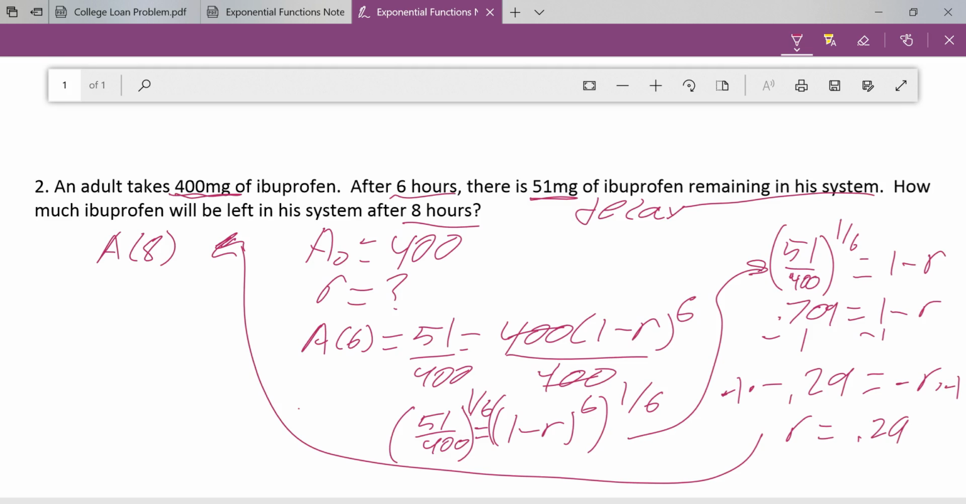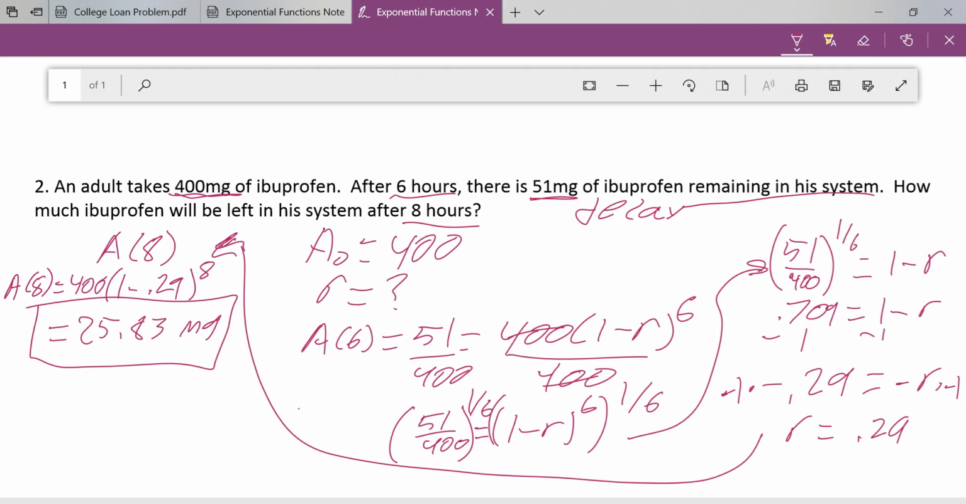So A of 8 is just equal to 400 times 1 minus 0.29, all raised to the 8th power. So if you just plug that into your calculator, 400 times 1 minus 0.29, all raised to the 8th, gives us about 25.83 milligrams left in his system after 8 hours.